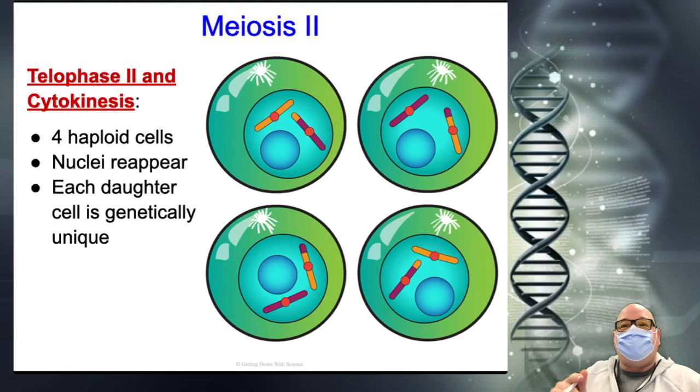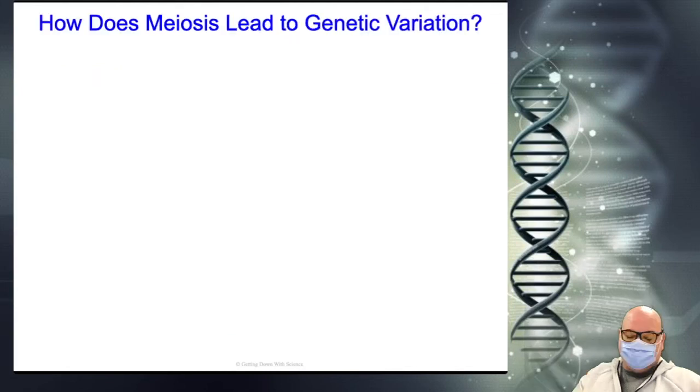Okay, this is going to be something that you're going to want to pay attention to because this is also a big theme for questions. Because when we get into evolution, genetic variation is very important. So, how does this work?